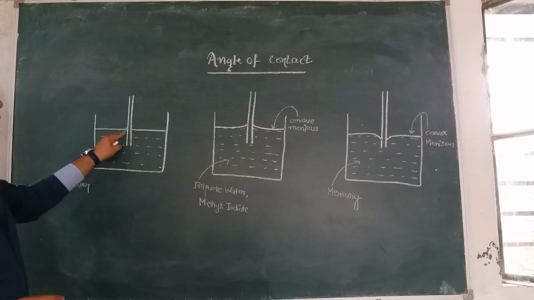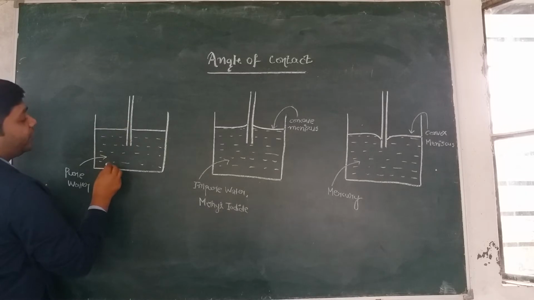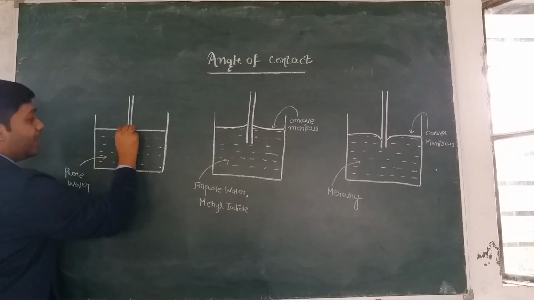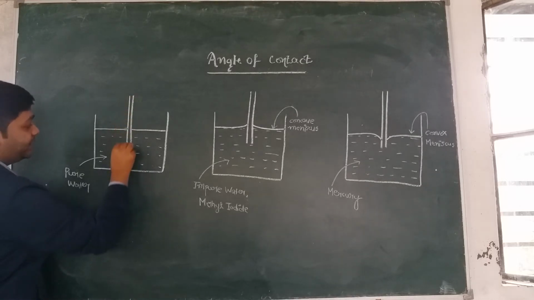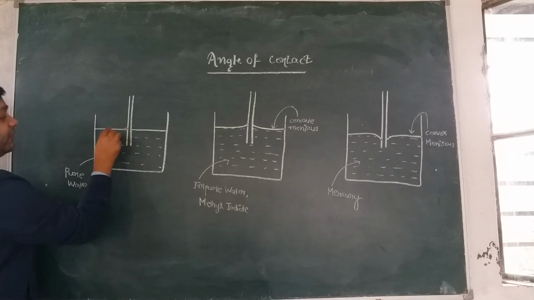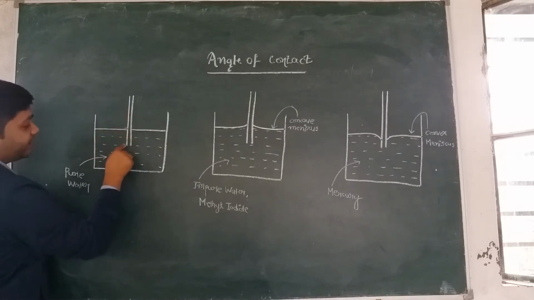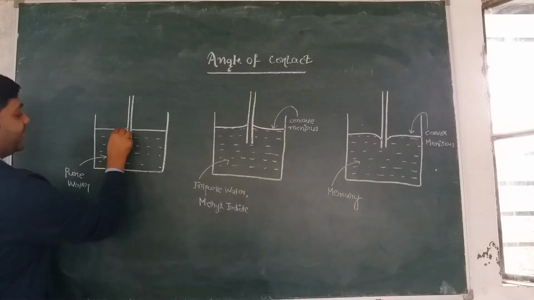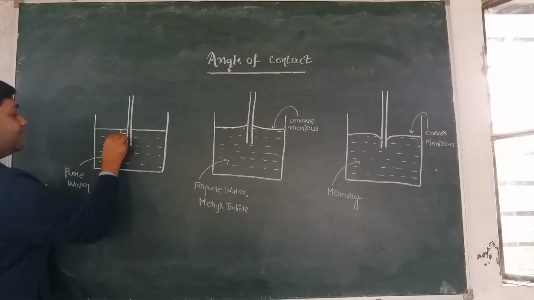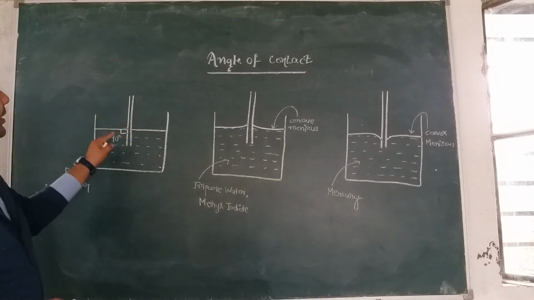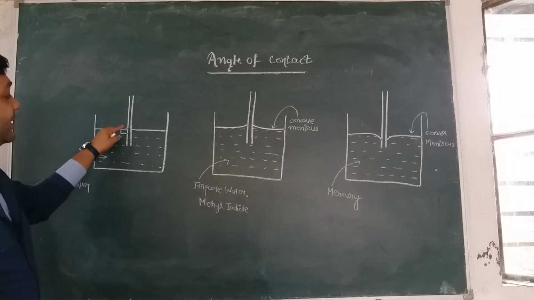So if we draw a tangent to the liquid surface, it will be like this, and now we draw a tangent to the solid surface. Now at this point, if we draw a tangent to the solid surface, it will be like this. So the angle between the tangent to the liquid surface and the tangent to the solid surface is called angle of contact. So here this is the angle of contact, and in this case it is 90 degrees. One thing that you always need to remember is that angle of contact is always measured inside the liquid.